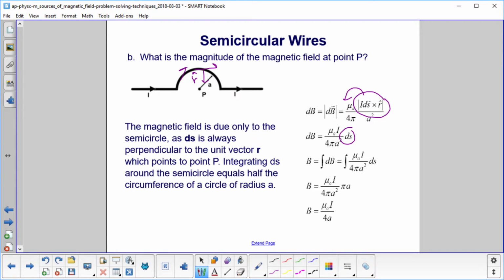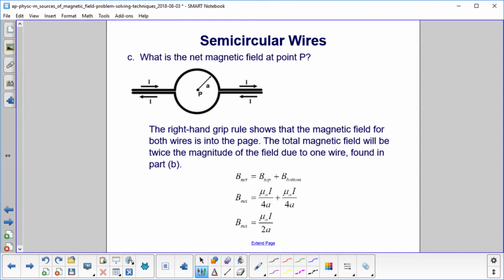However, this time, and let me erase this, we don't have a full circle, unlike what we did in the presentation. We only have half a circle. So when we add all the ds's up, we only get pi r, or in this case, since the radius is a, pi a. We don't get 2 pi a. So then we carry out the little math, and the magnetic field is mu 0 I over 4a.